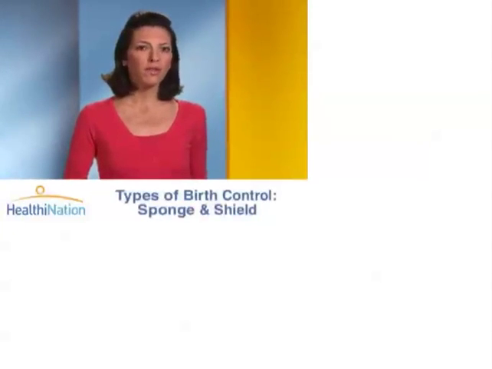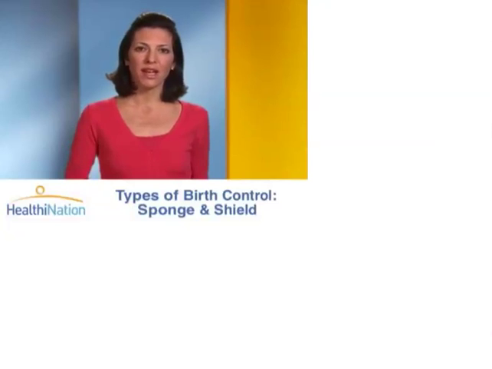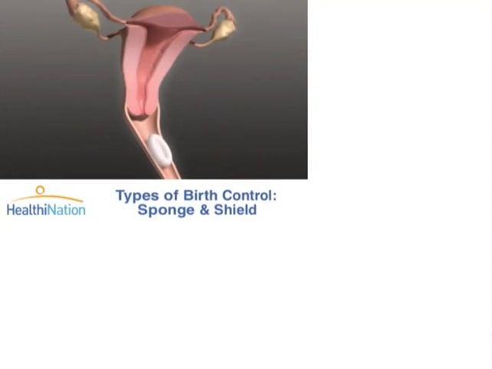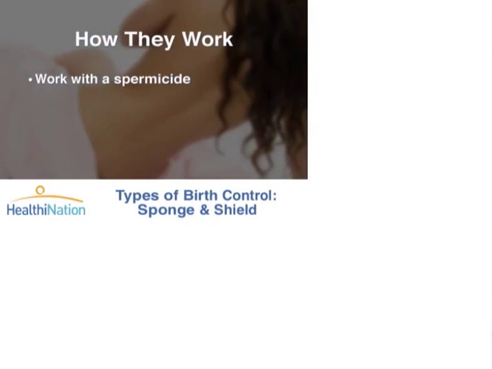There are two over-the-counter methods that are similar to the diaphragm. They are the sponge and the shield. They are also inserted into the vagina before sex and fit over the cervix and work with a spermicide to prevent sperm from reaching an egg. These also need to be left in place for 6 to 8 hours after intercourse to ensure protection.